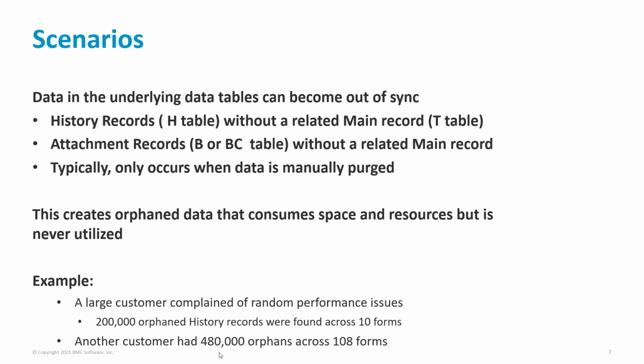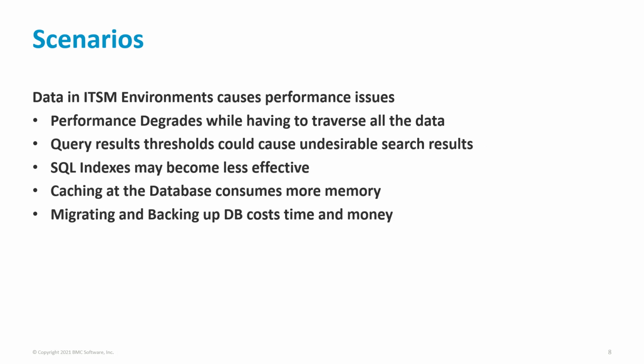We had another customer complaining of performance issues, and when we researched it, we found 480,000 orphans across 108 forms. And yes, in both of these examples, it was caused by somebody on the back end doing some cleanup and just not understanding the relationships. So that can happen, and when it does happen, that's the scenario that we want to be able to deal with. Some things to think about that may occur as a result of having a lot of extra data that you don't need is that performance may degrade because the database has to traverse more data, unneeded data. It may just take more time to find the data that you're looking for.